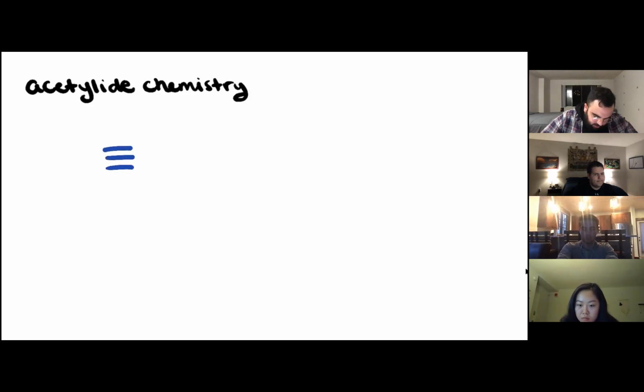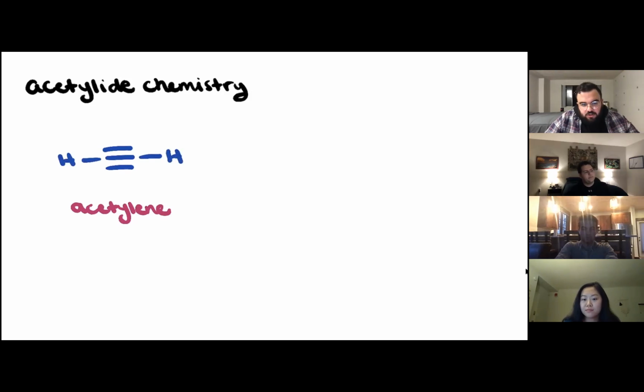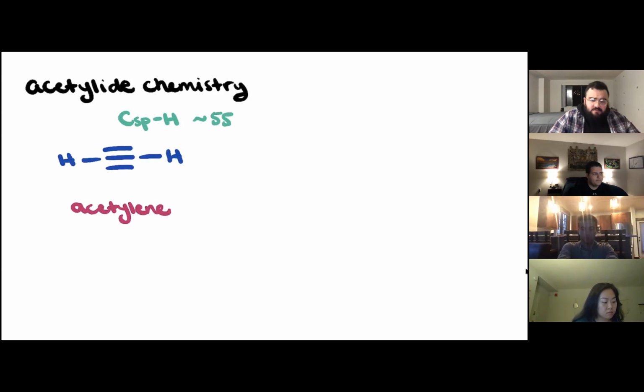Okay, so first, knowing what acetylide chemistry does helps to know what acetylene is. So acetylene is going to be your carbon-carbon triple bond, your simplest alkyne, right? And we know that this alkyne has these 2 hydrogens pointing out of it. And we have this bond between an sp hybridized carbon and hydrogen. That's actually going to have a pKa of roughly 25, not 55.